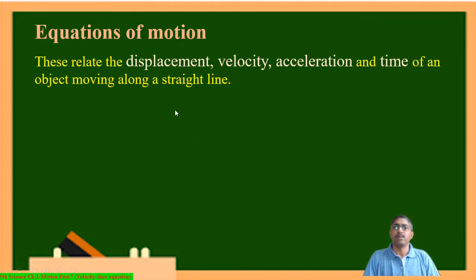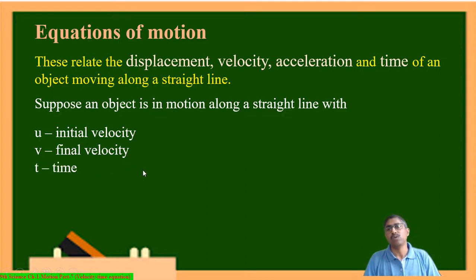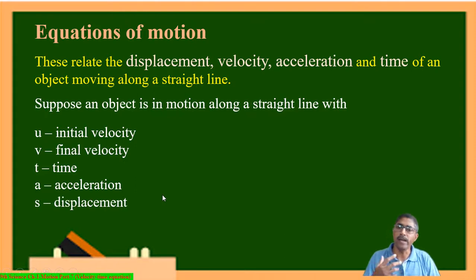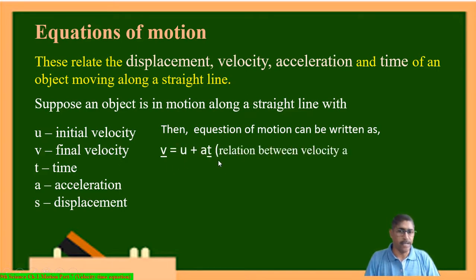Suppose displacement, velocity, acceleration and time are related to an object which is moving along a straight line. Then the initial velocity of that object is u, v is the final velocity, t is time, a is acceleration and s is the displacement by that object. Then the equations of motion can be written as v = u + at.